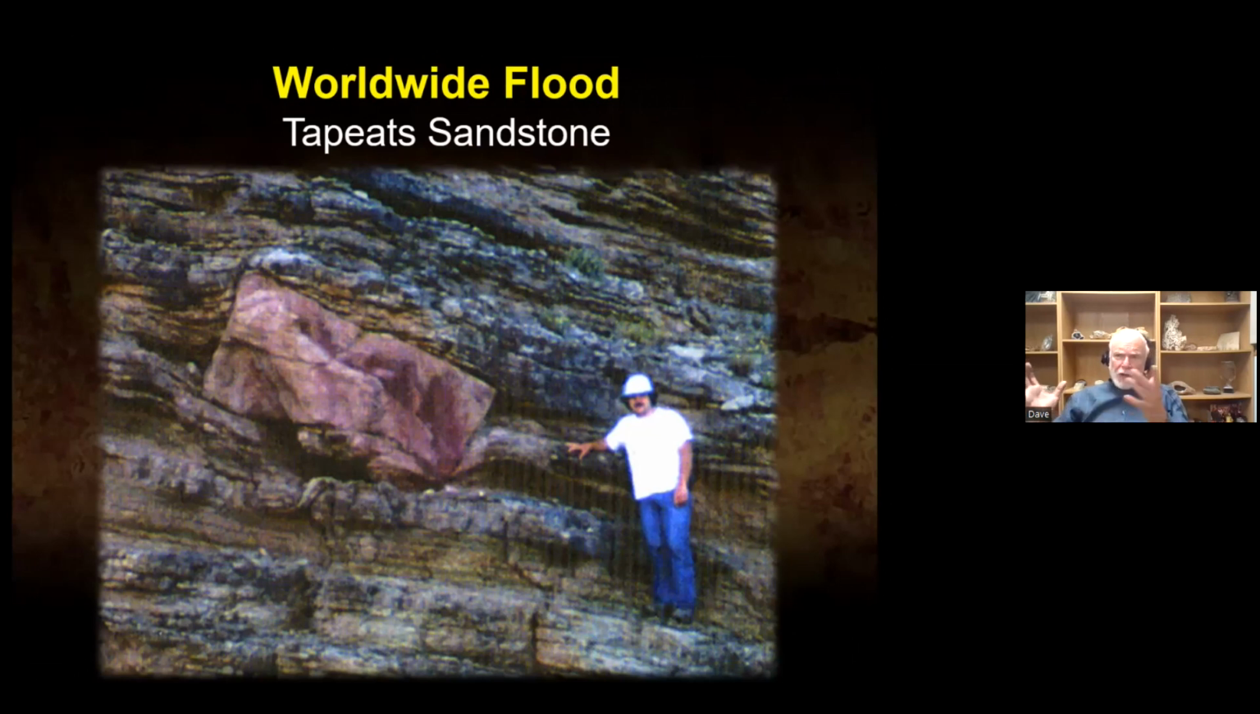That boulder, by the way, came from a rock layer below where you're standing there. So there was high velocity current with water tornadoes plucking material up, carrying it along, dropping the boulders when it got a little bit calmer. And that's what we see.